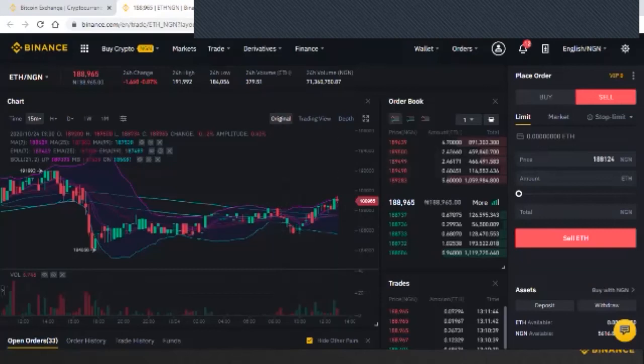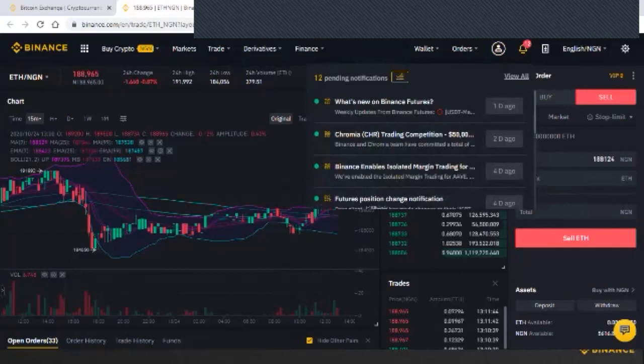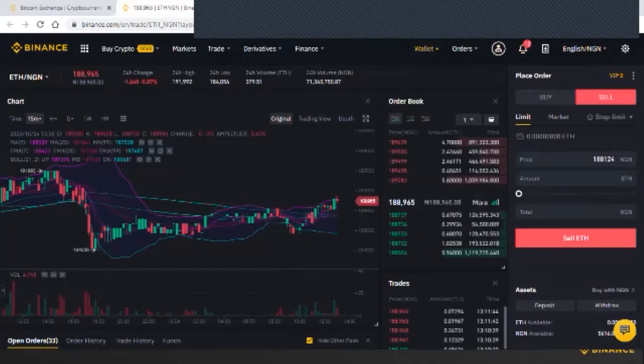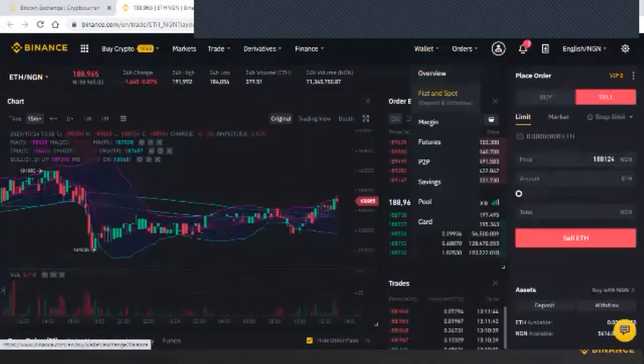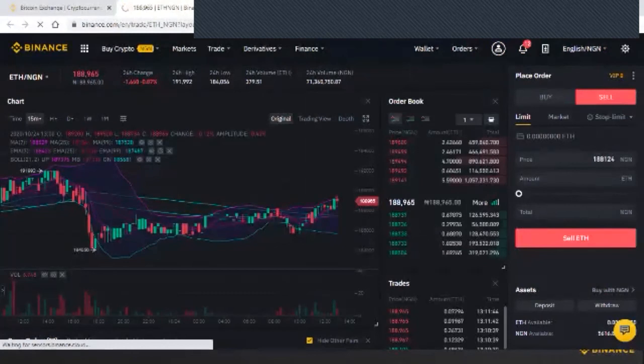Okay, let me show you how to withdraw. First, we've done how to deposit, we've done how to trade, and now we want to do how to withdraw. So let me go to my wallet, go to fiat and spot.